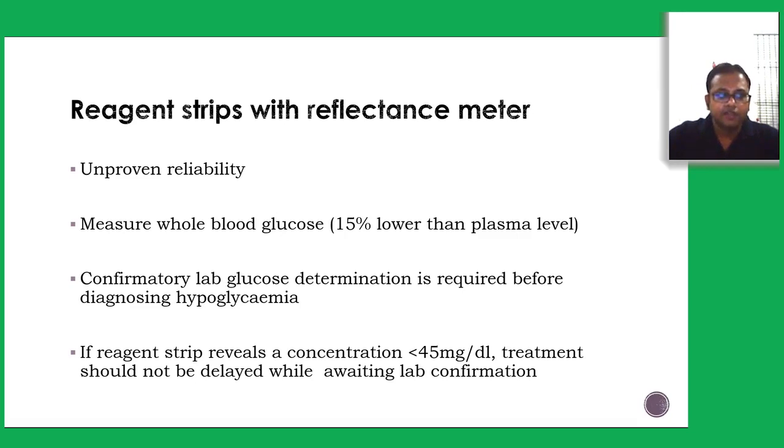As we discussed earlier, we have to confirm that value with the lab RBS. However, if the strip glucometer shows a value less than 45, then you should not delay. You can take another sample and send it to the lab at the same time, but you don't have to wait for the lab confirmation to treat that child.